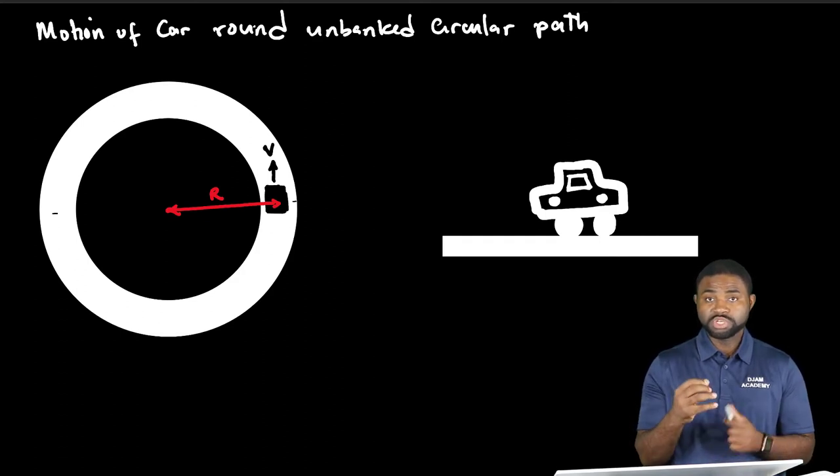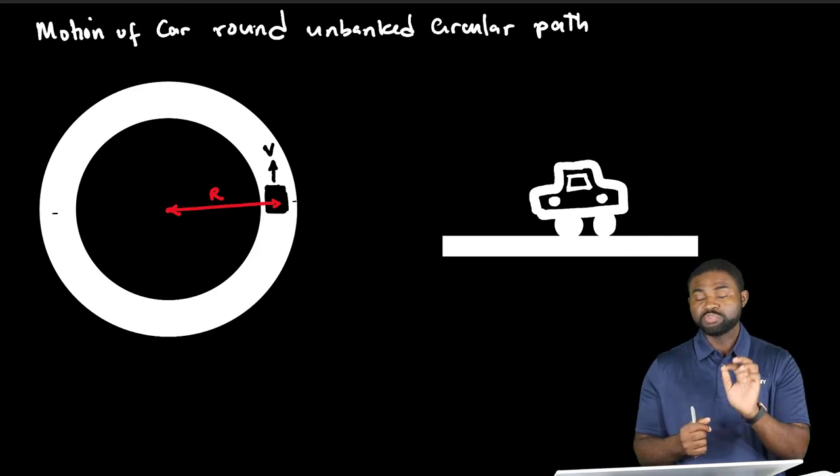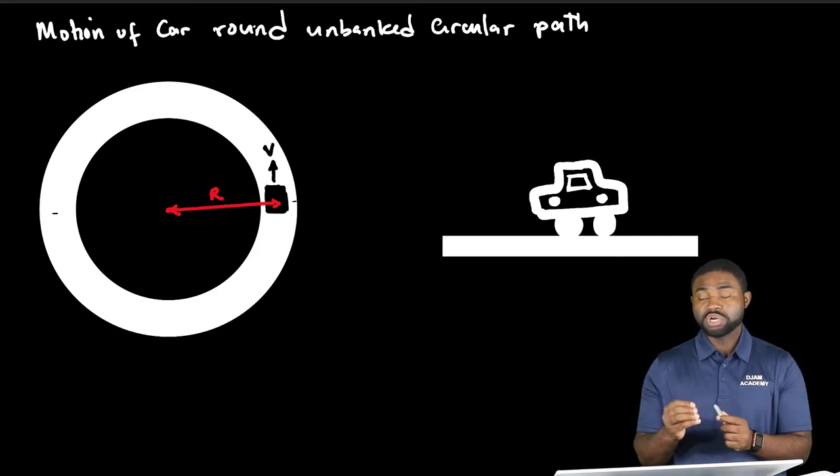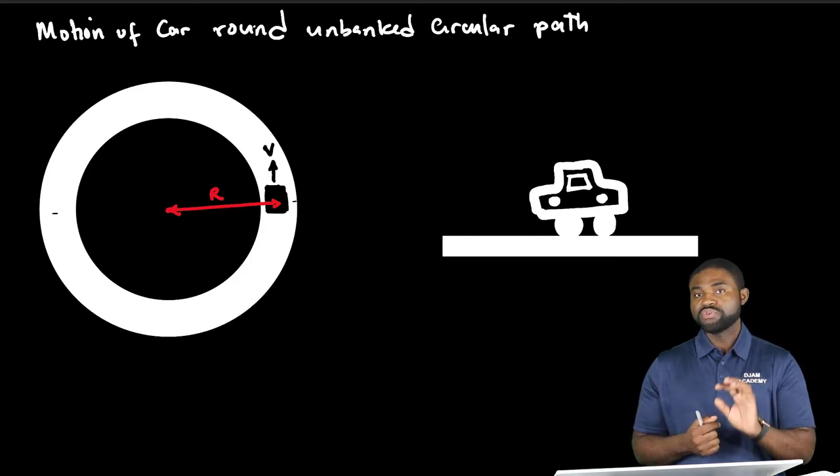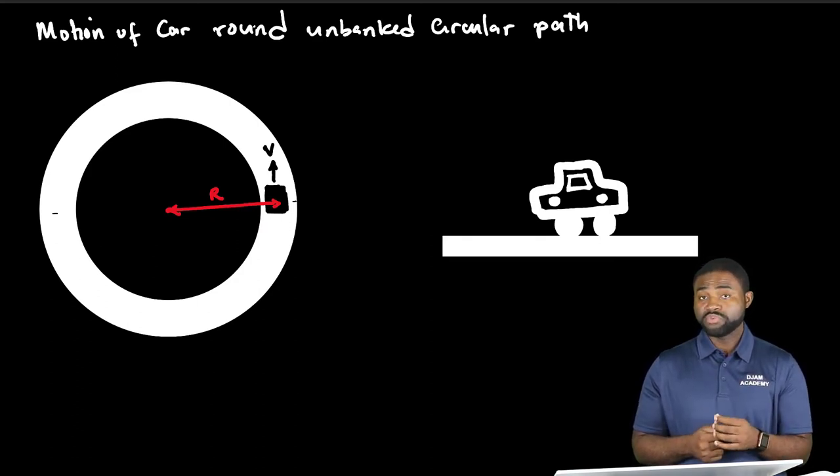So the first question I want you to be thinking about is, what provides the centripetal force for a car to go around a circular track, a flat horizontal circular track? It's important you think about the question. But in order for you to answer the question, it will be helpful if you can pause this video and draw a free body diagram.